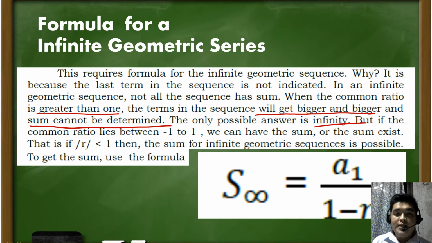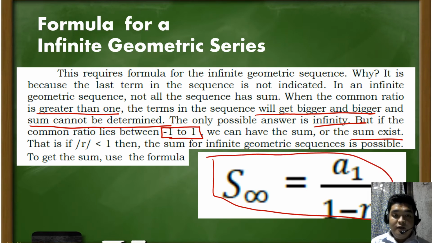But if the common ratio lies between negative 1 and 1, the sum exists. That is, if the absolute value of r is less than 1, then the sum of the infinite geometric sequence is possible. To get the sum, use the formula S sub infinity equals a sub 1 all over 1 minus r. Again, take note of the formula. You can use this if the ratio is between negative 1 and 1. But if r is more than 1 or less than negative 1, the sum does not exist. If r is between negative 1 and 1, the sum exists. Take note of our formulas.